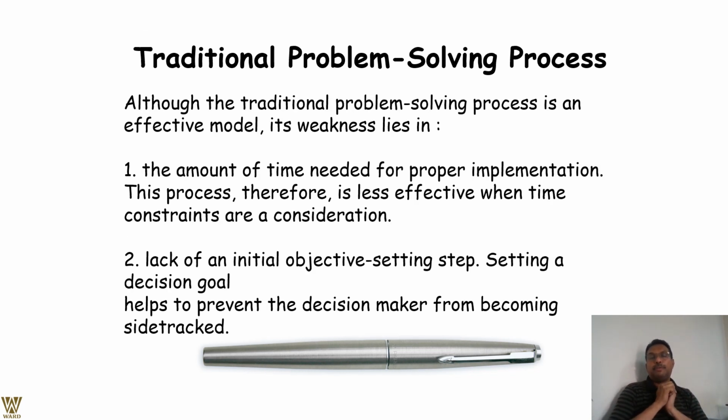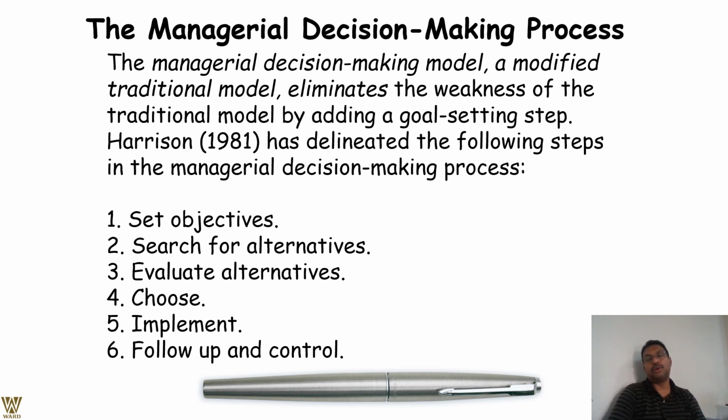Although the traditional problem-solving process is an effective model, it has its own fault lines. The amount of time needed for proper implementation is huge. The process, therefore, is less effective when time constraints have to be considered. Remember the seven steps; it involves a lot of time consumption. Lack of initial objective setting is another: setting decision goals helps to prevent the decision maker from becoming sidetracked. This is very true. So the lack of initial goals is another fault line that needs to be corrected as far as the traditional problem-solving process is concerned.